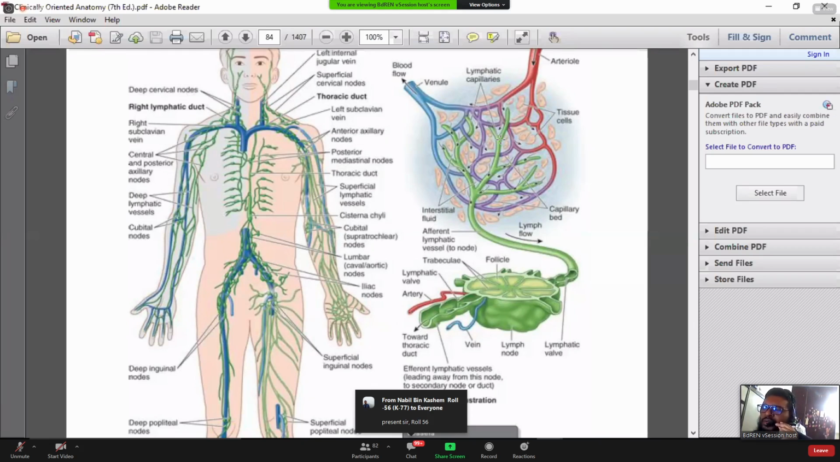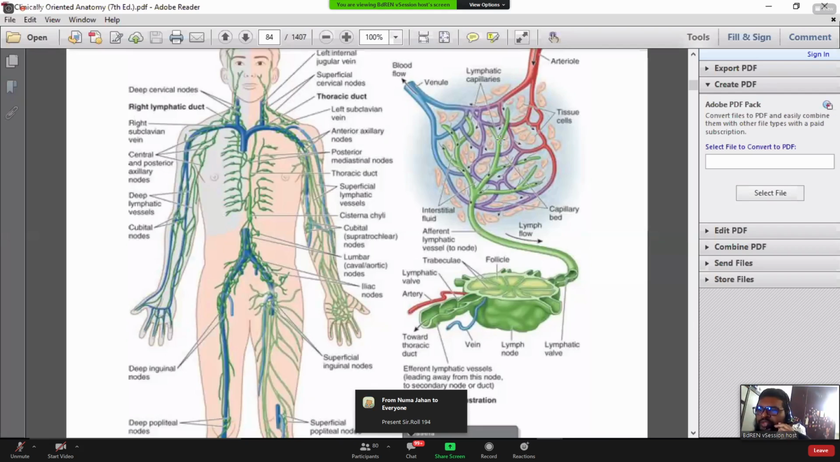Why is there no lymphatic in the brain? Why is there no lymphatic around the alveoli of the lung? Can anyone explain? Forget about the brain, you have not yet studied. But why is there no lymphatic around the alveoli? Are there any lymphatics in the lung? No, sir. Of course there are.